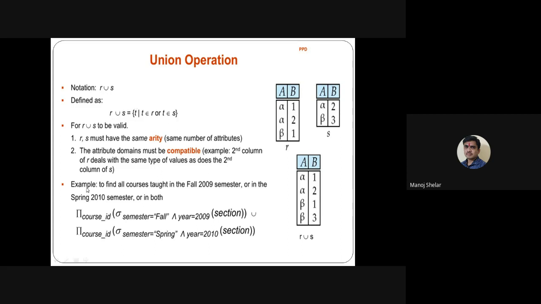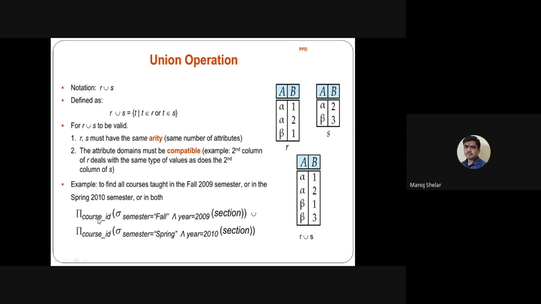Okay. So here, the example: find all courses taught in the fall 2009 semester, or in the spring 2010 semester, or in both. So here, pi, what is the purpose of pi? Select attribute. Pi course ID. Inside, select a specific record. Sigma semester is equal to fall, and condition year is equal to 2009. Section. Here we use union for this statement.